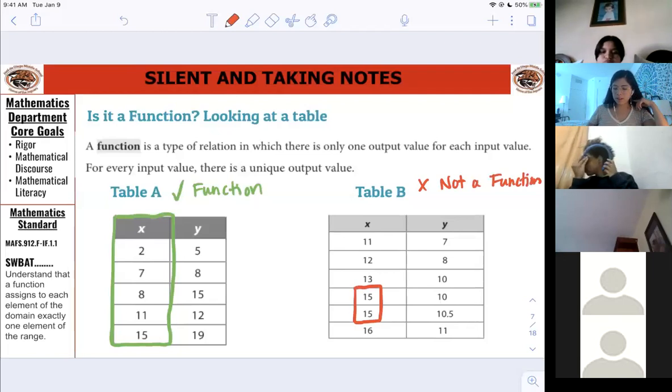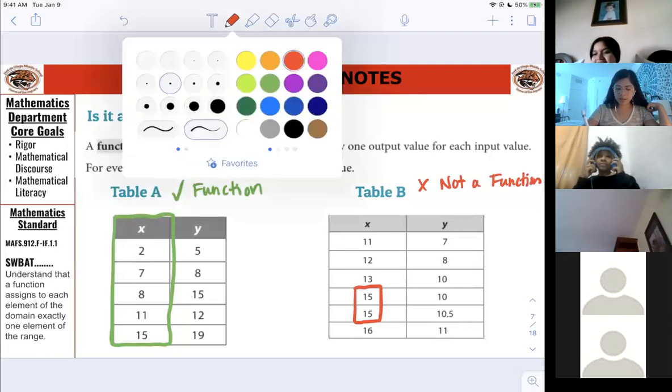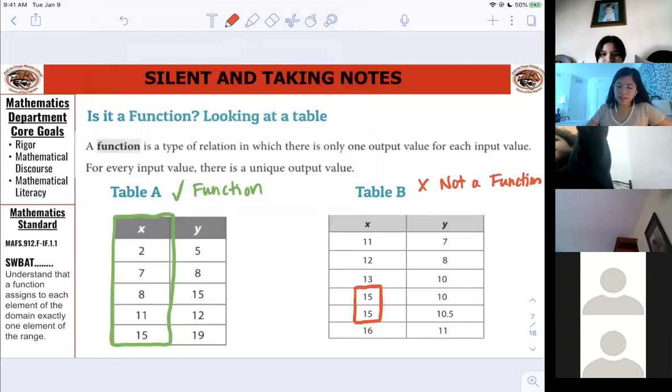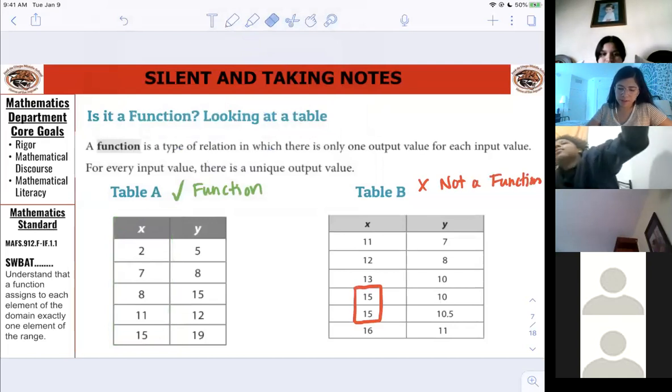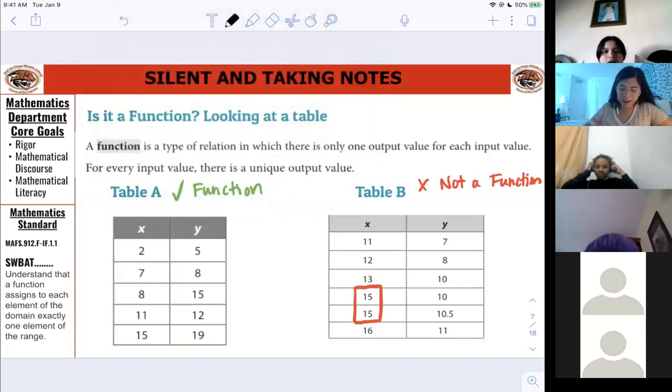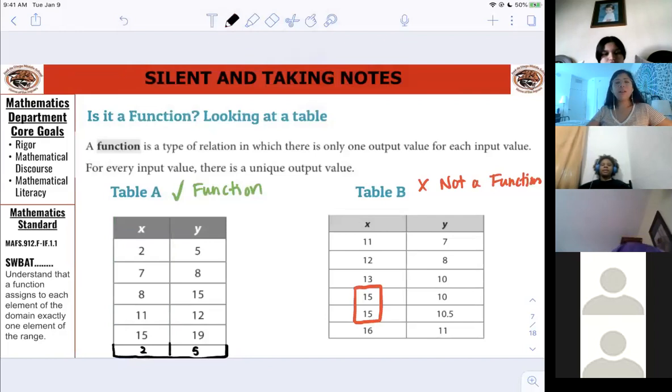Now, one last thing which you might see, especially on Khan Academy, because they love to do this little trick. I'm going to change something real quick. Let's say on table A, I added one more, and I added 2 and 5. How about now? Is this still a function?